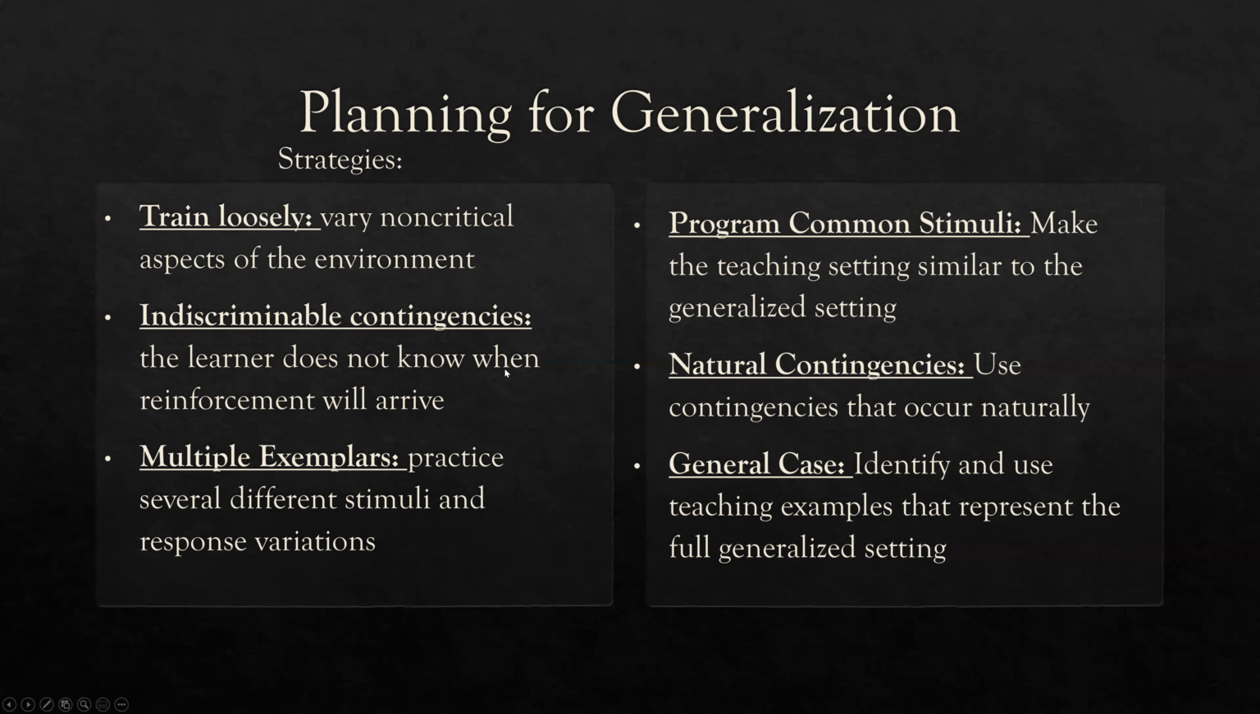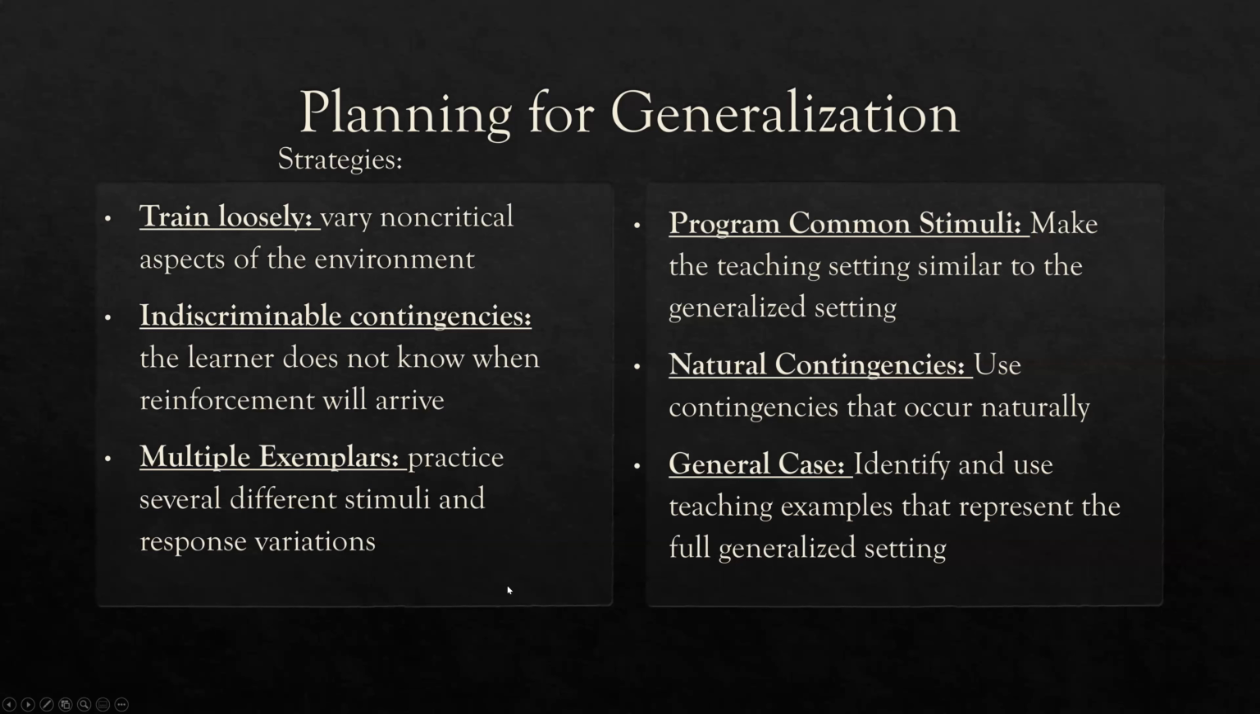What about indiscriminable contingencies? So the learner does not know when reinforcement will arrive. This is using natural contingencies. This is fading reinforcement and thinning reinforcement. This is why we should use things like variable ratio schedules. If the client never knows when the reinforcement is going to arrive, well, that's much more like the generalized setting than a contrived setting. So we don't want them to know necessarily when reinforcement is going to arrive. Now, be careful. This is planning for generalization. So if we're working on generalizing things, typically the client's already going to know the skill. Okay, so keep that in mind.